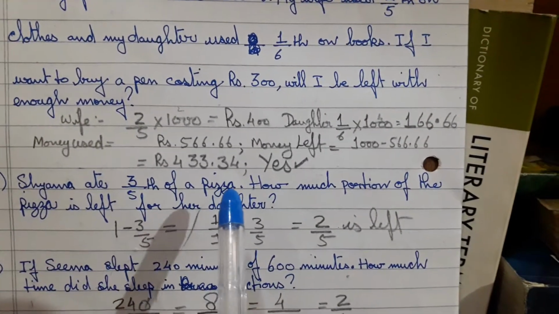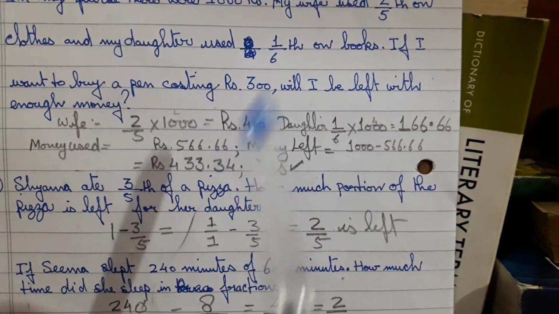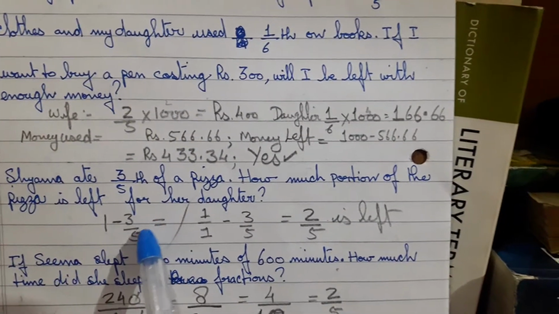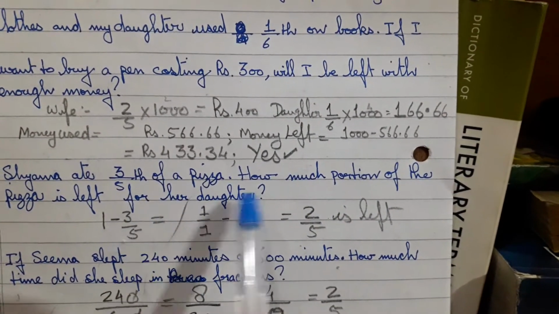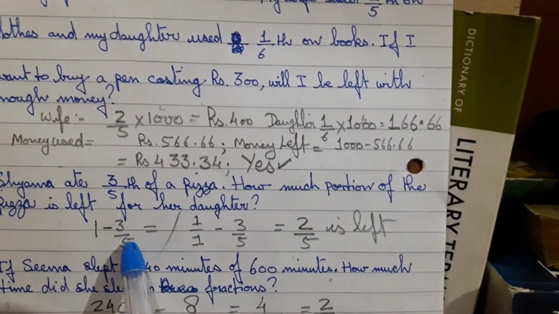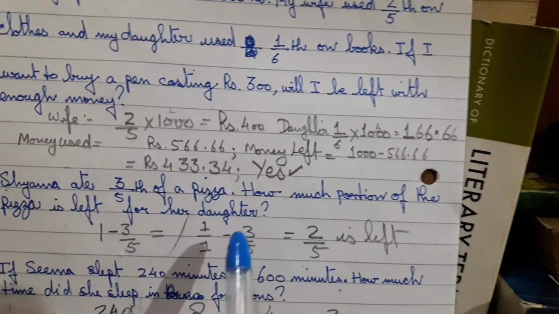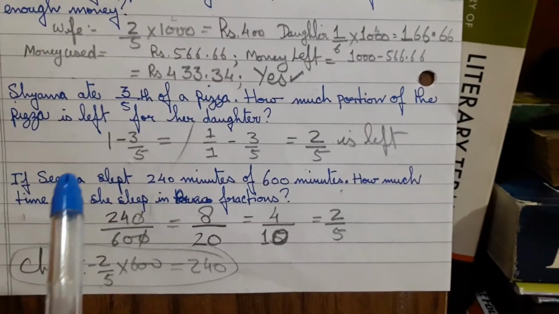Shama ate 3/5 of a pizza. How much portion of the pizza is left? So 3/5 out of how much? Of one pizza, right? So 1 minus 3/5 is 2/5. So when you add 3/5 plus 2/5, you will get 5/5 which will make it a 1, right? So 1 over 1 minus 3/5, 2/5 is left.